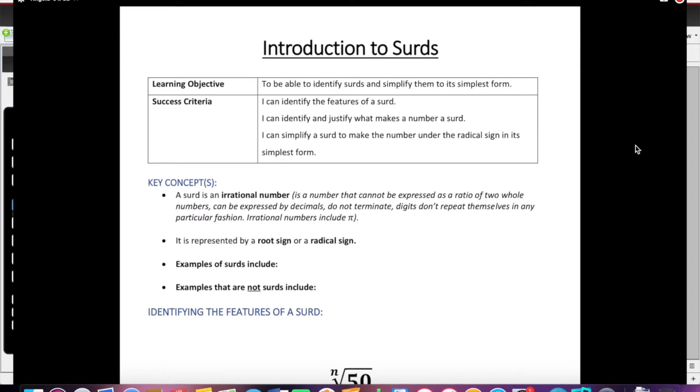So in this video, I'm going to be looking at introducing surds. Hopefully what you'll take away from this particular video is your ability to identify the features of a surd, identify and justify what makes a number a surd, and be able to simplify a surd under a radical sign. Just know that if I am talking about the radical sign, sometimes I might refer to it as the root sign. Certain textbooks and other resources will use these interchangeably as well.